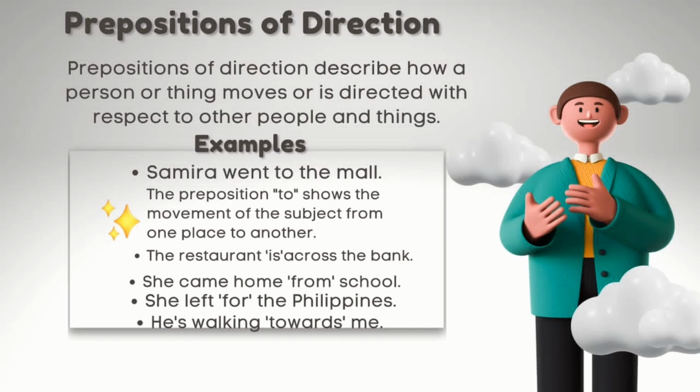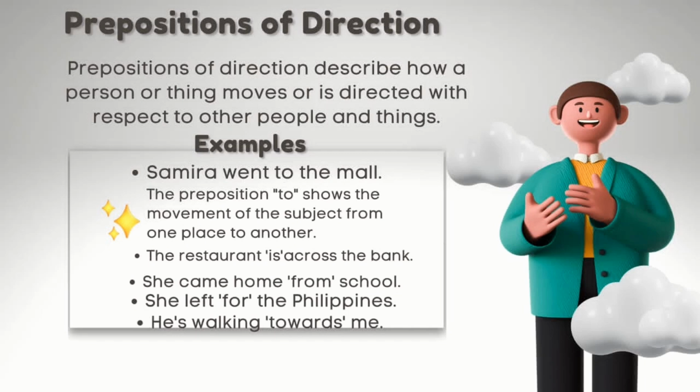She came home from school. From is the preposition in that sentence. She left for the Philippines. For is the preposition in that sentence. He's walking towards me. Towards shows it's not going back, but coming towards me.